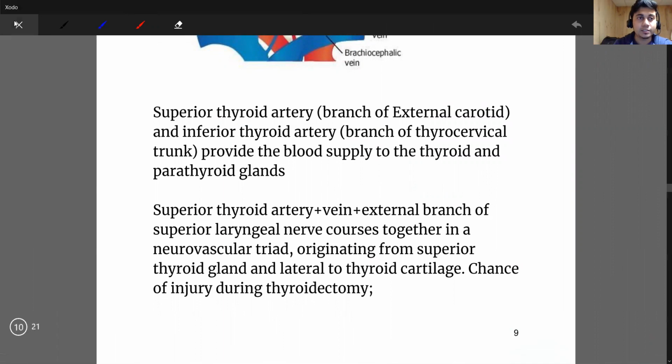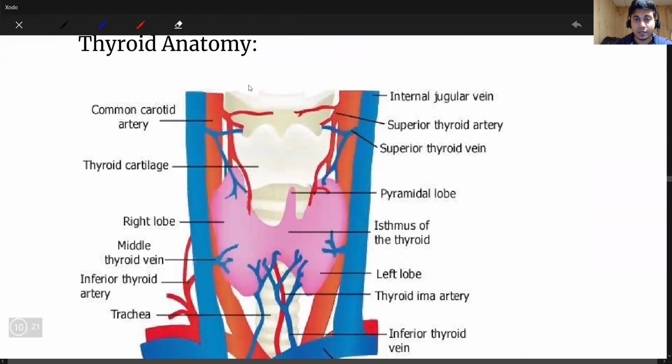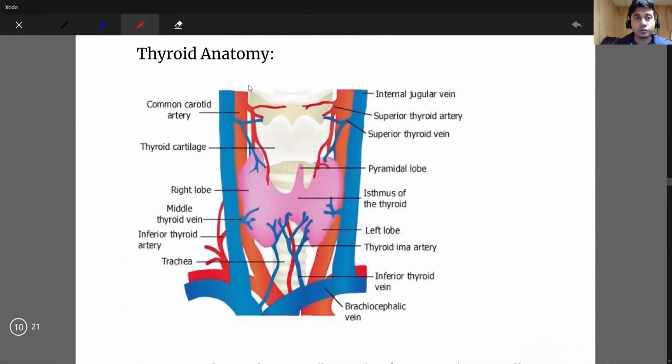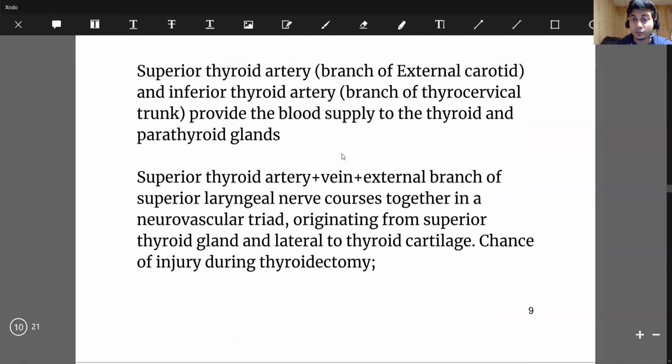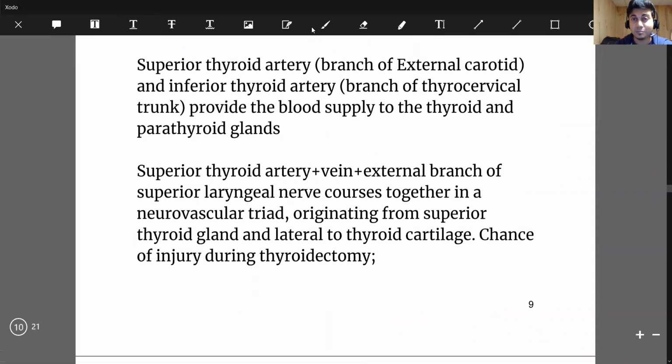So here you see that the superior thyroid artery and inferior thyroid artery are the two arteries that are supplying your thyroid gland. Here's the superior thyroid artery, here's the inferior thyroid artery. Sometimes they ask you what arteries these arteries originate from. The superior thyroid artery originates from the external carotid. The inferior thyroid artery originates from the thyrocervical trunk, which is a branch of the subclavian artery.